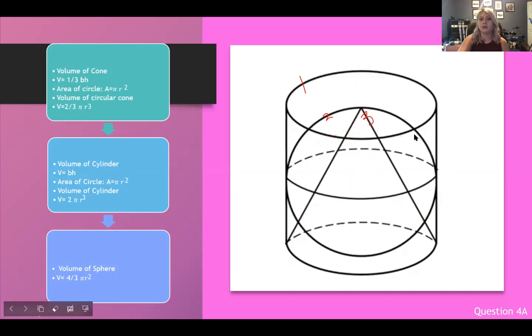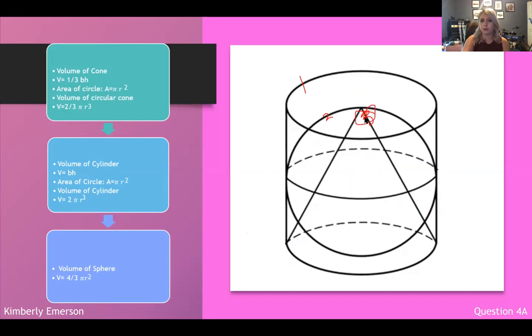But I am going to leave the 1, 2, 3 because I think you could see it a little better like that. So the volume of the cone, the formula for that equals 1/3 base times height. The area of the circle is A equals pi radius squared, which we just did. Volume of the cone equals 2/3 pi radius cubed. All right, so that's how we would find the volume of the cone, the third image.